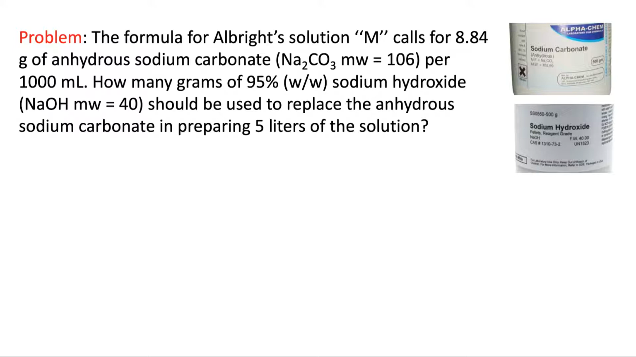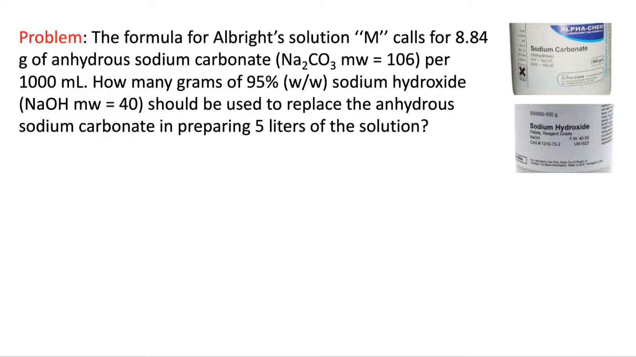So instead of using the anhydrous sodium carbonate, we want to use sodium hydroxide. And what we have, the form of sodium hydroxide, which has a formula of NaOH and a molecular weight of 40, we have a powder that's 95% weight per weight sodium hydroxide. Okay? There's a lot of stuff going on here, but hopefully you understand the overall objective. Let's replace the sodium carbonate with the sodium hydroxide. So what's an equivalent amount that we would need in order to prepare 5 liters of solution?